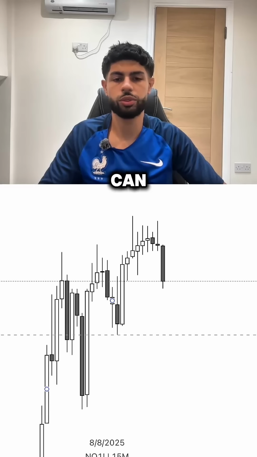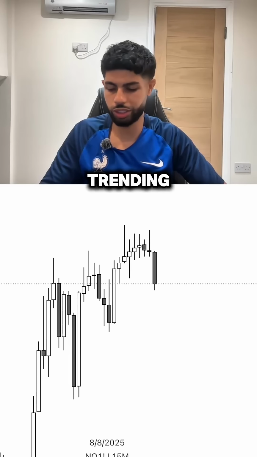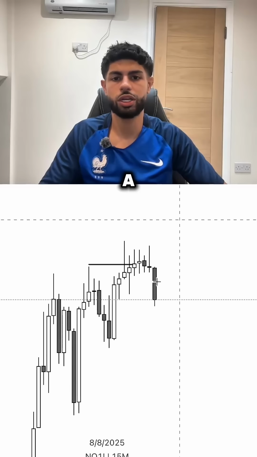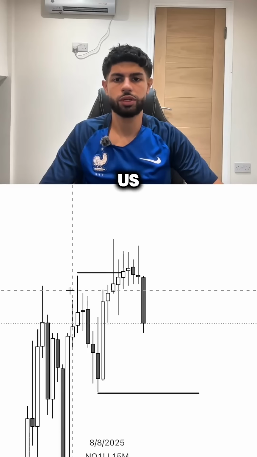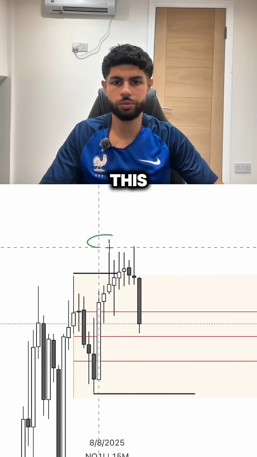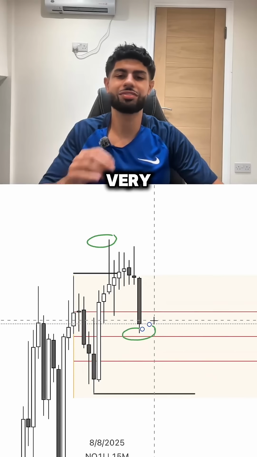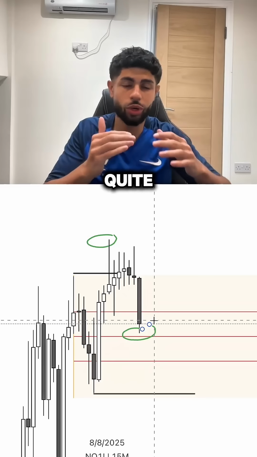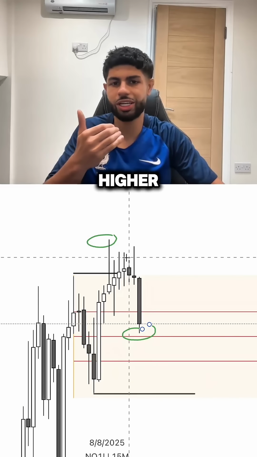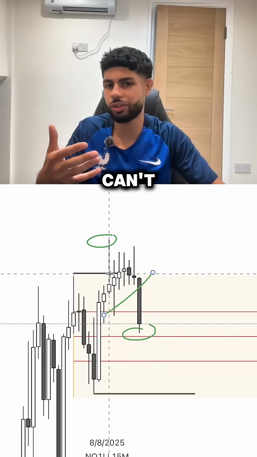For example, here we can see price is clearly trending higher, and we have a break of structure here, a protected low here, giving us a zone from here to here. Now, if we look at the retracement from this high to here, it is very minimal. I need to go on quite a small time frame to see structure here. Going on a time frame similar to my higher time frame, it's going to be exactly the same. I can't work with anything.